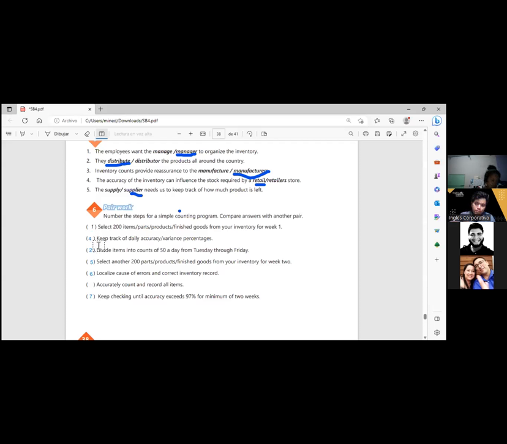Divide items into count. It could be the second one. The third can be keep track of daily accuracy variance percentages. This can be the third one, the number 4. Sorry, I mean the second sentences. Keep track. It can be the third one. The third one. Okay.